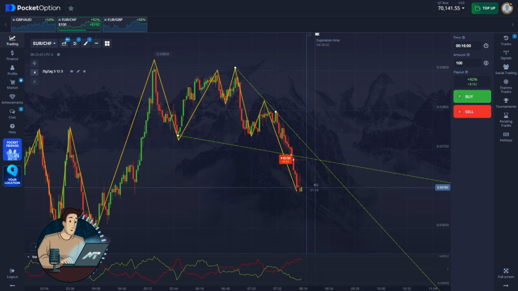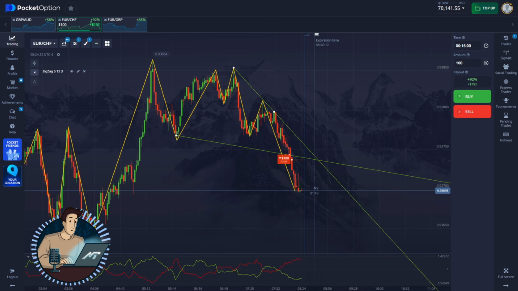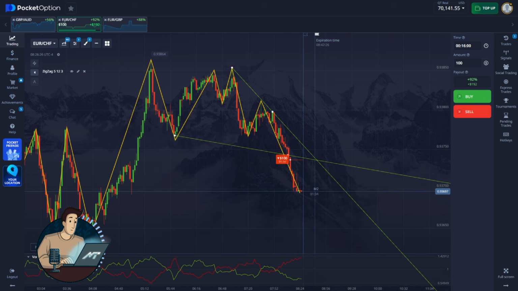So don't just jump in the second you see Vortex maxed out. Wait for a fresh cycle, enter at the very start of a new impulse. That's where the edge is. All right, back to the trade.